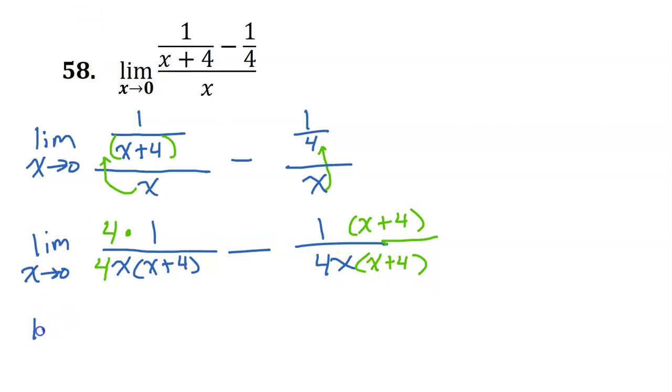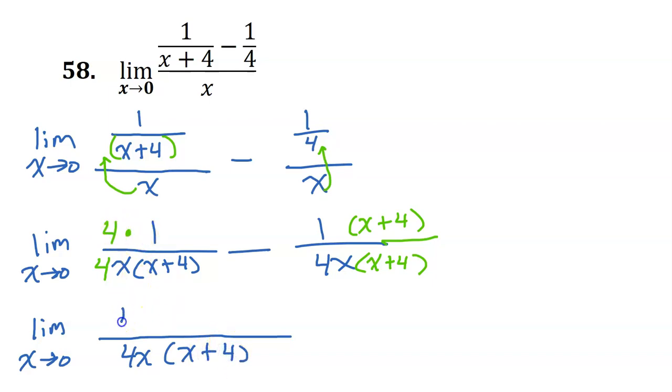So this equals the limit as x approaches 0. All right, my common denominator is 4x times x plus 4. And see that green 4 right there? So I have 4 minus. Now, be very careful. A common mistake is a lot of times students will write minus x plus 4, just like this. And this is why the problem will end up being wrong.